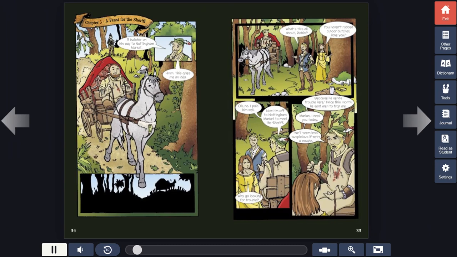Chapter 3. A Feast for the Sheriff. The butcher on his way to Nottingham Market. This gives me an idea. What's this all about, Robin? You haven't robbed a poor butcher, have you? Oh no, I paid him well. Now I'm off to Nottingham Market to meet the sheriff.